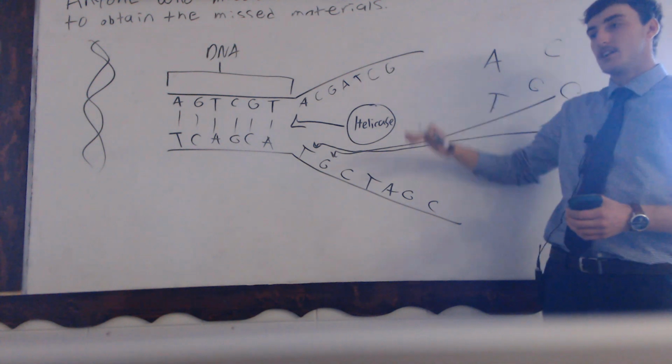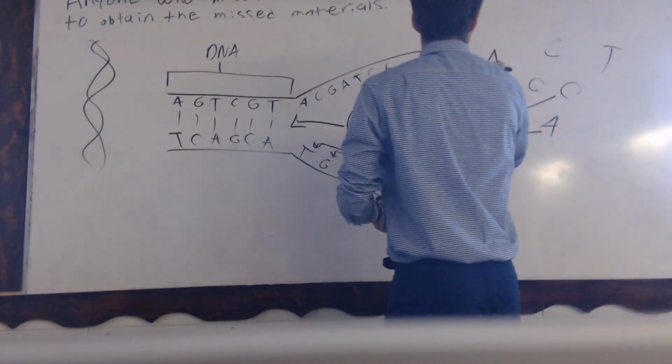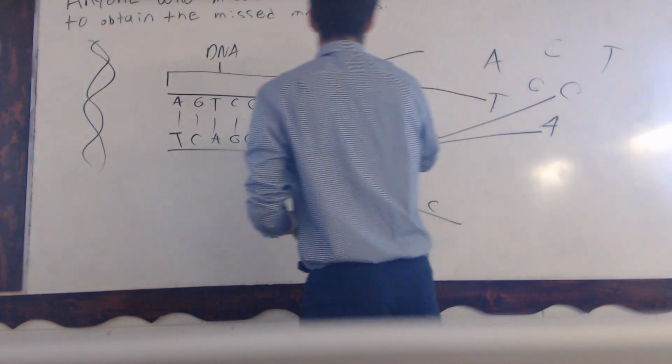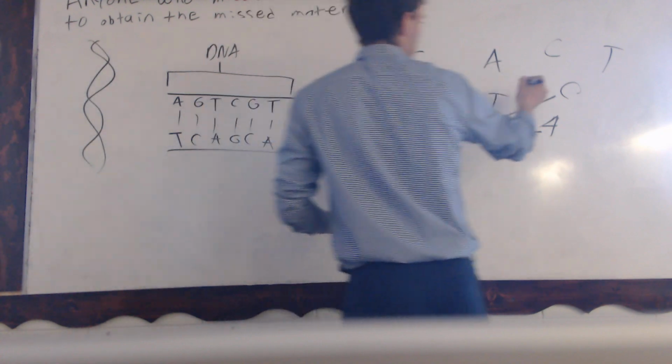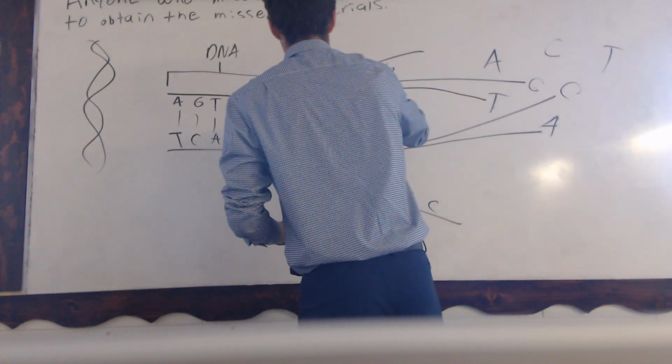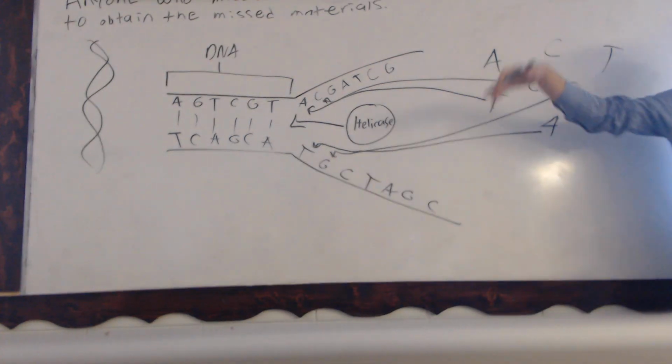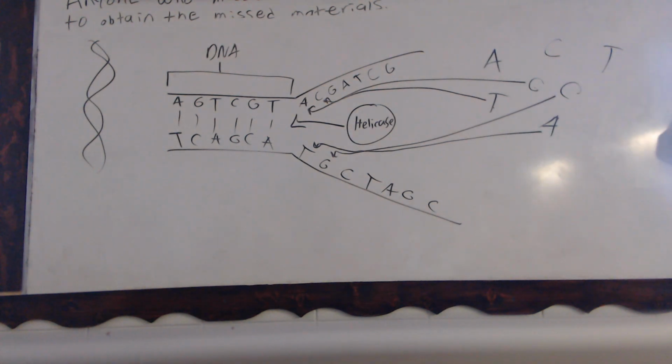Both of them. Yep. It's going to do both. So we're also going to come, let's go T. We're going to go right here. And then G is going to come right here. So they're going to all come and bond there.